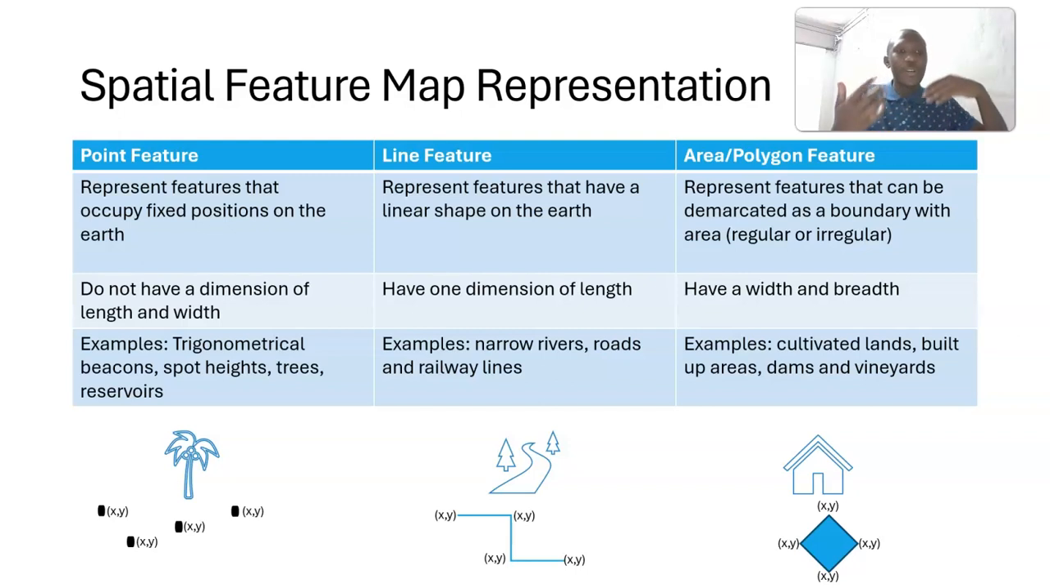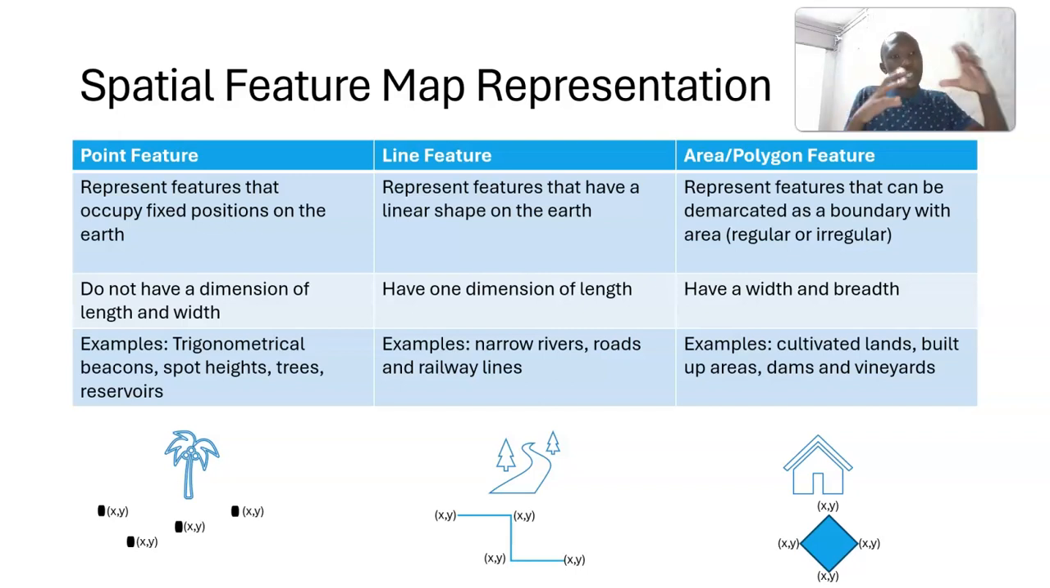So we can already remember when we were looking at the image, we saw things like roads, we saw things like rivers, and all of those things have a linear dimension, and all of those things are represented using a line feature on the map. We also have one other representation, which is a polygon, and I'm sure you've guessed already that polygons are where now you're looking at something with the full dimension of width and breadth, and that represents features that can be demarcated as a boundary with area.